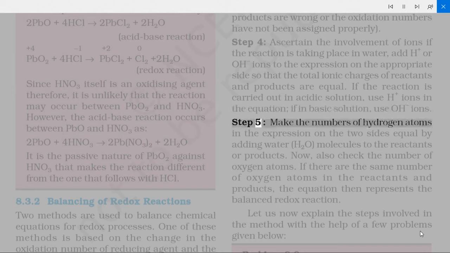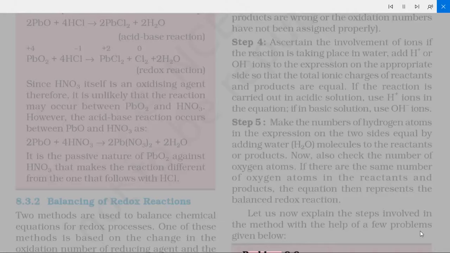Step 5. Make the numbers of hydrogen atoms in the expression on the two sides equal by adding water, H2O, molecules to the reactants or products. Now, also check the number of oxygen atoms. If there are the same number of oxygen atoms in the reactants and products, the equation then represents the balanced redox reaction.